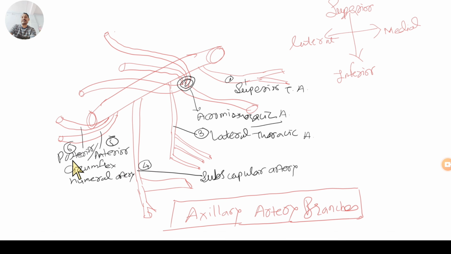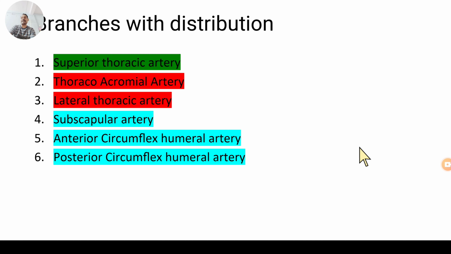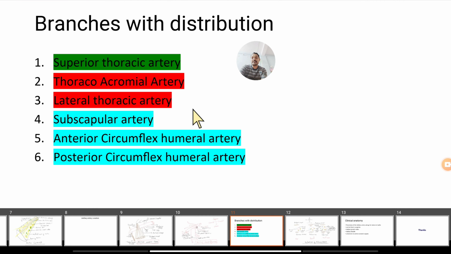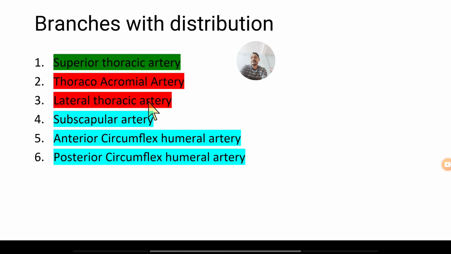This will be present there, okay. So this diagram particularly is important, and this is a schematic of your branches of the axillary artery. Just for the enumeration, you will have this superior thoracic artery, the first branch, which arises from the first part of the axillary artery.